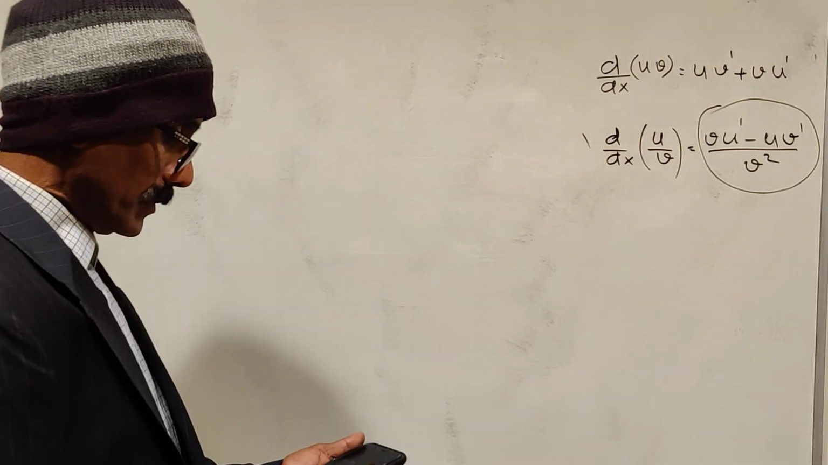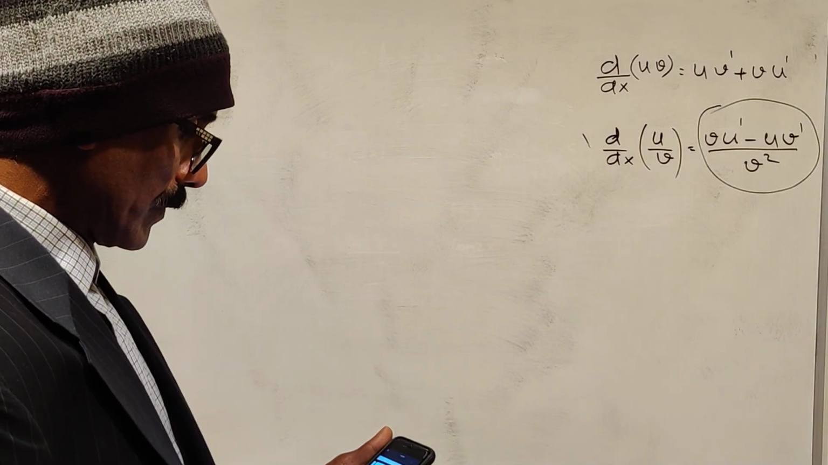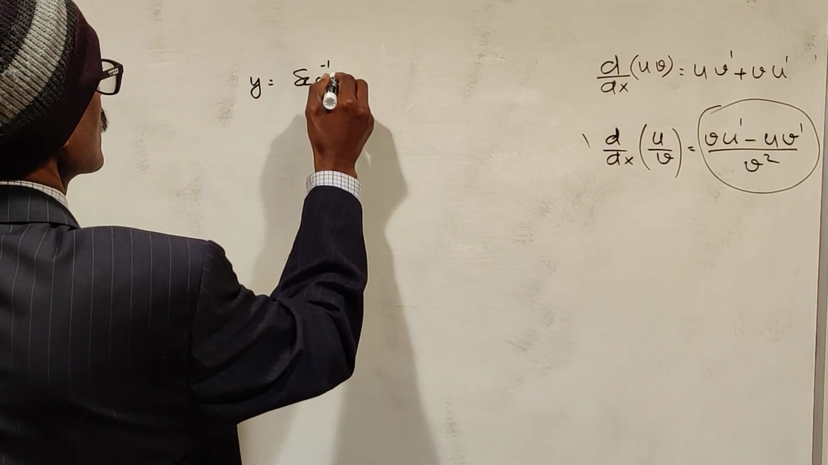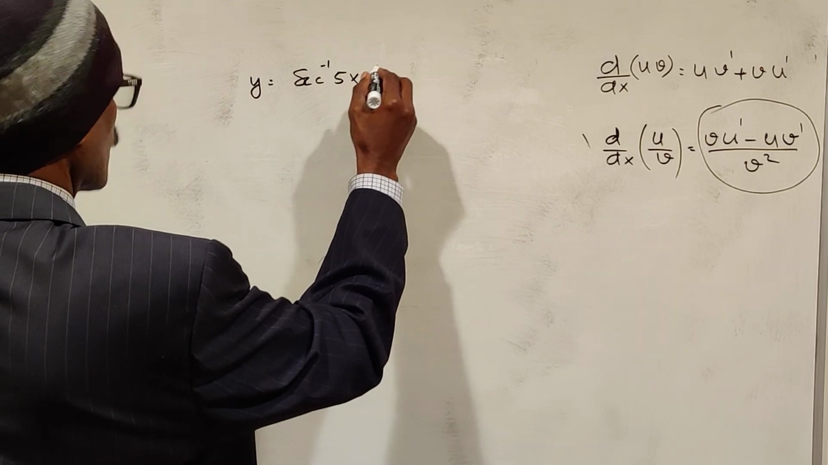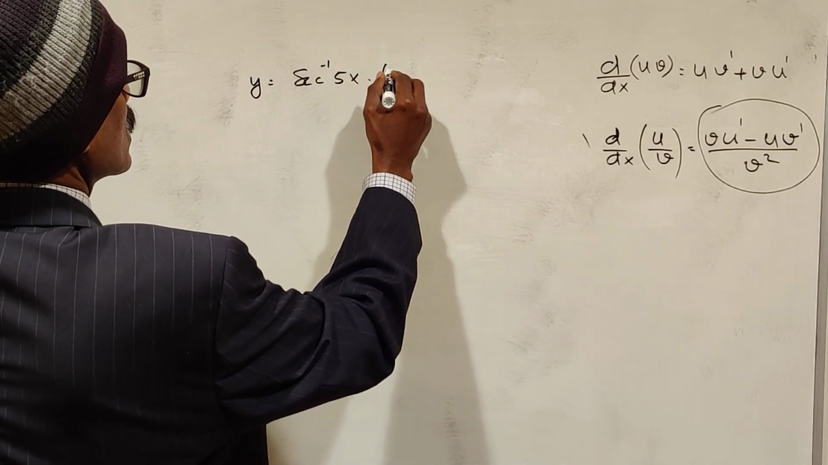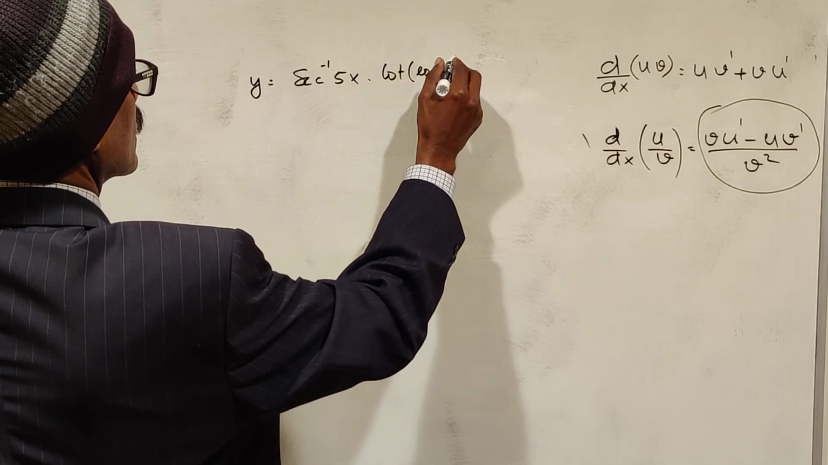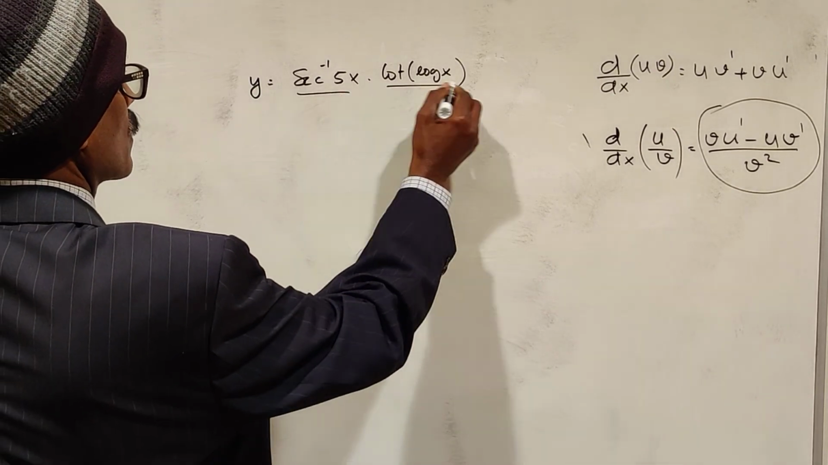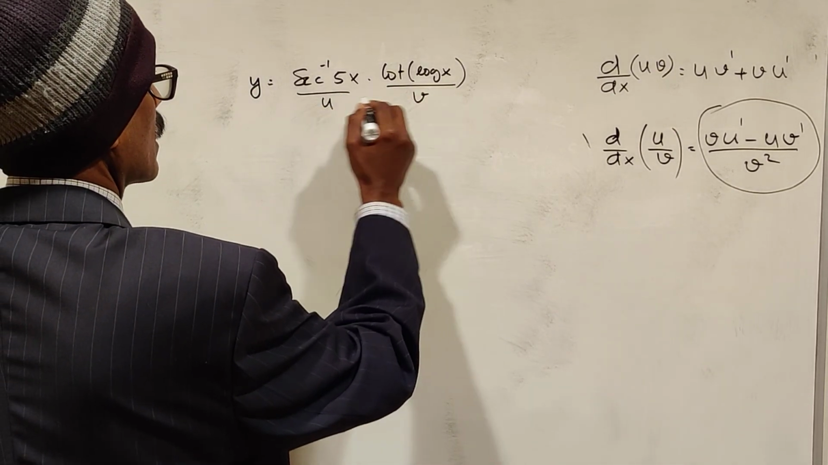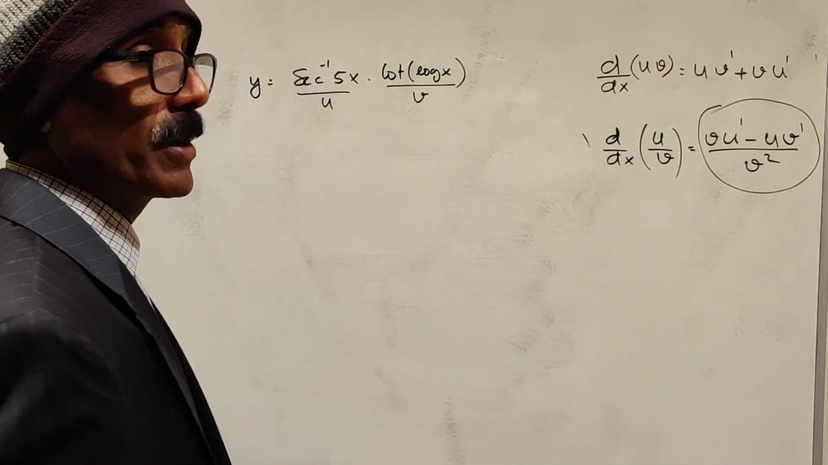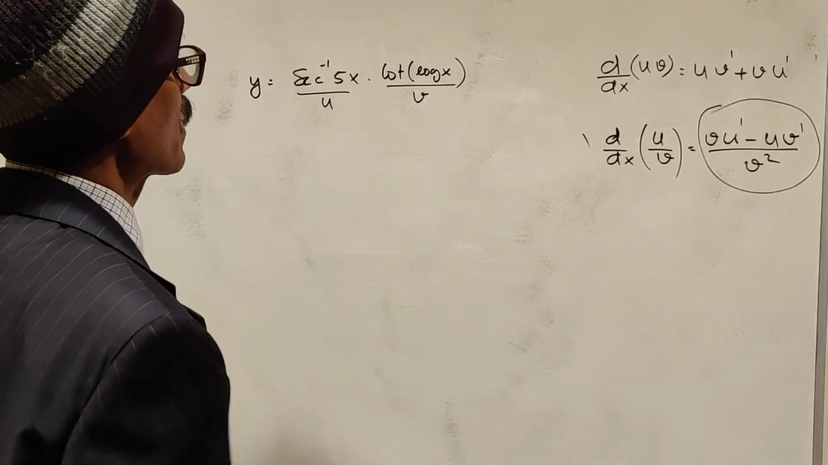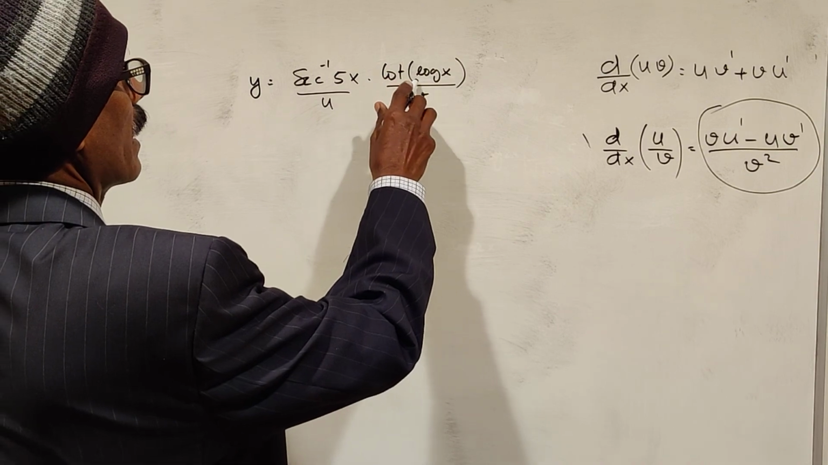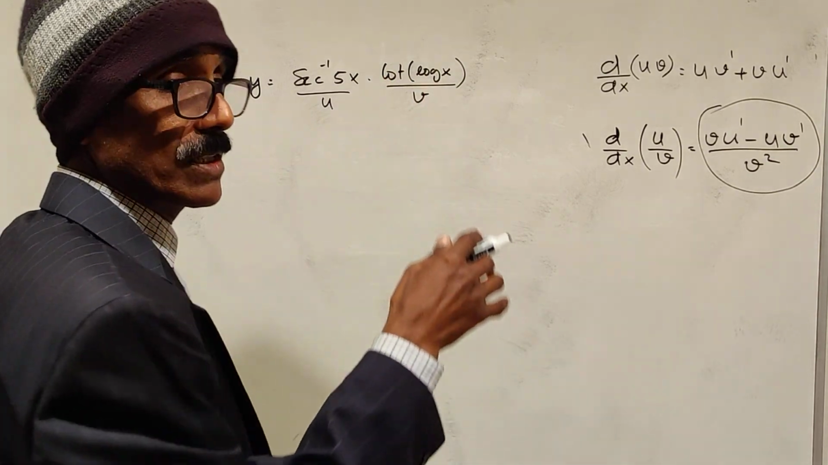Next one. y equals sec inverse 5x times cot log x. How can you differentiate this one? See, here product rule, apply the product rule. First function is u, second function is v. The first function is a trigonometric function, and the second function is also a trigonometric function, cot log x, and a logarithmic function also, because we are going to use the chain rule.